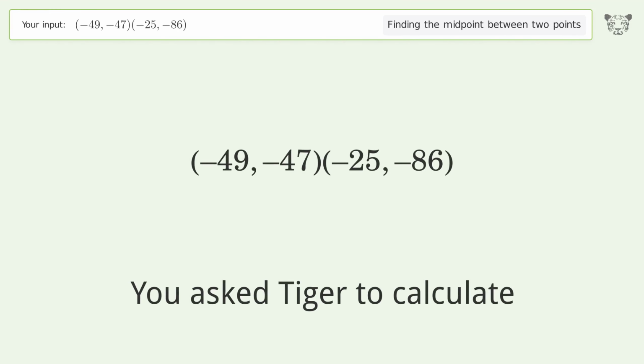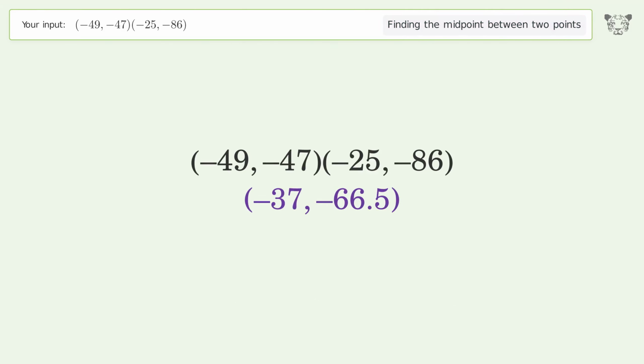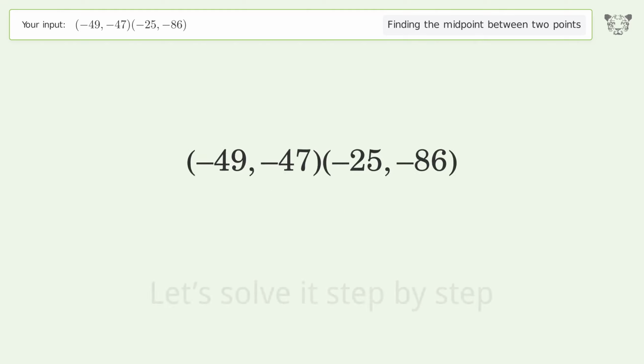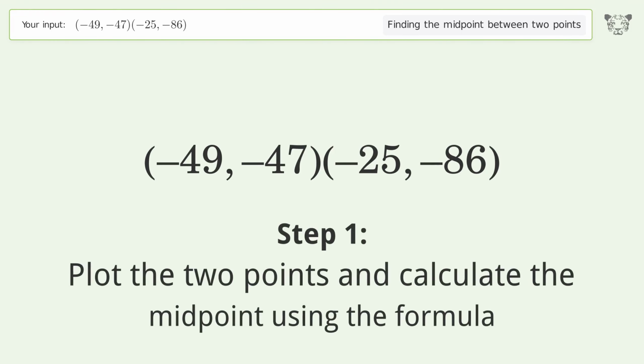You ask Tiger to calculate. This deals with finding the midpoint between 2 points. The midpoint between the 2 points is -37, -66.5. Let's solve it step by step. Plot the 2 points and calculate the midpoint using the formula.